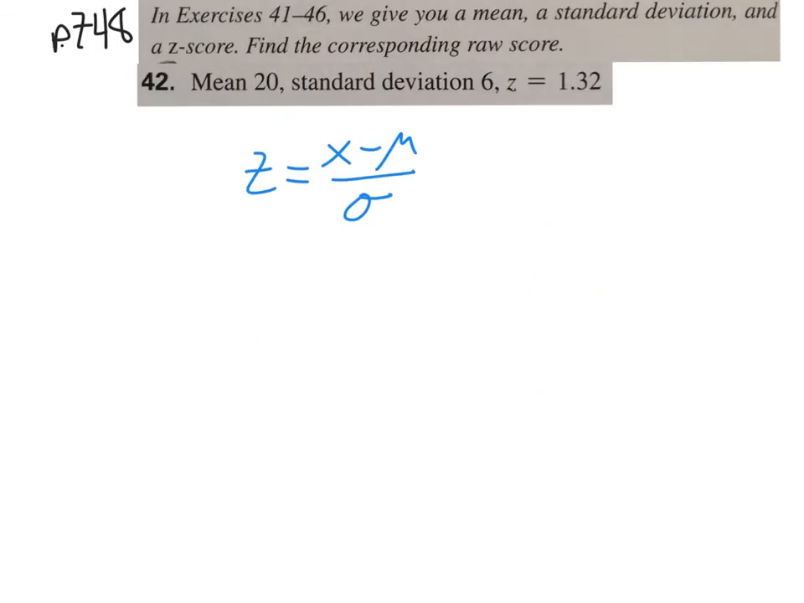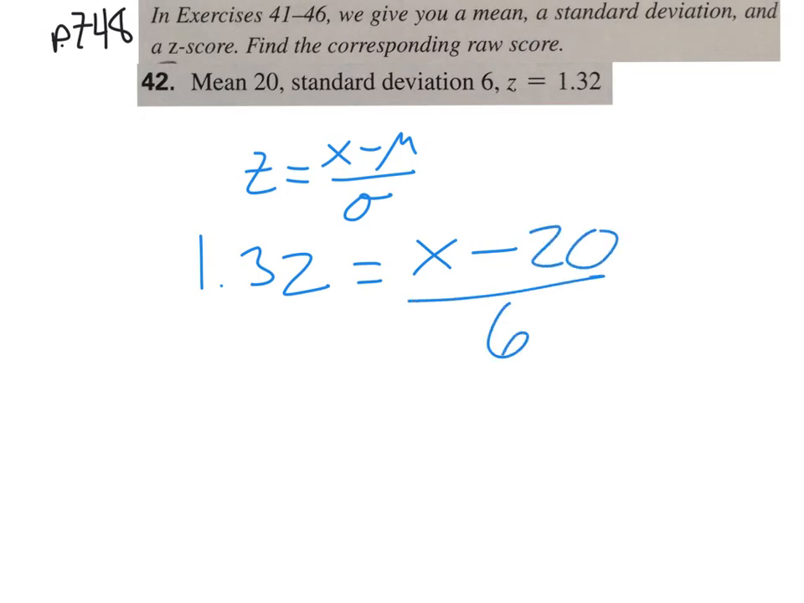We can do this problem backwards. Same page, number 42. This time they're giving us a mean, a standard deviation, and a z-score, and they want us to unpack that and figure out what the raw score is that corresponds to that z-score. We're still going to use the same formula, but this time we have to do a little bit of algebra. It's pretty simple, though. Our z-score is 1.32. X is the raw score, so that's what we're after. Our mean is 20, and our standard deviation is 6.